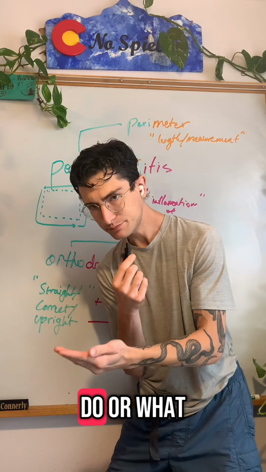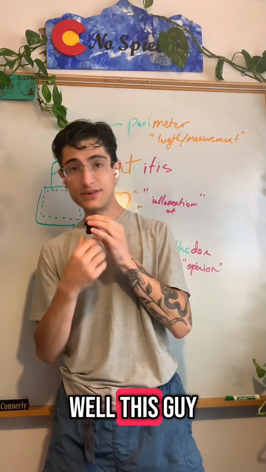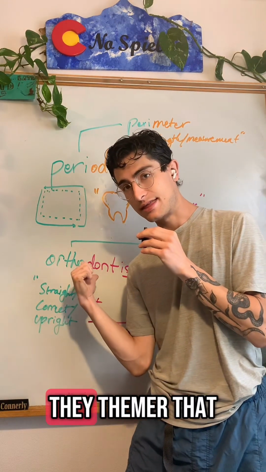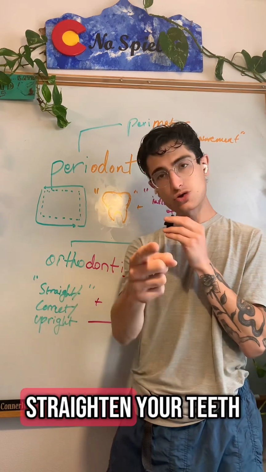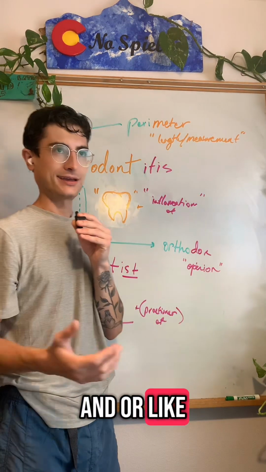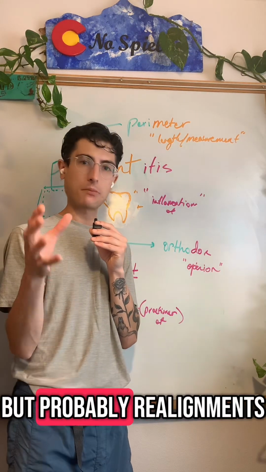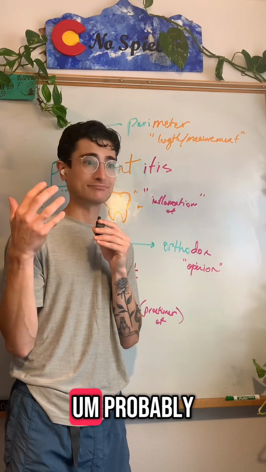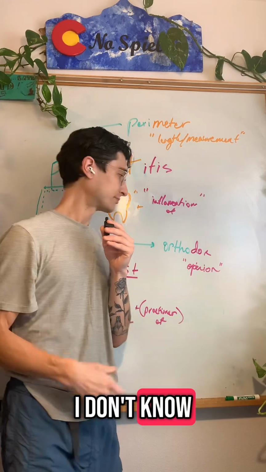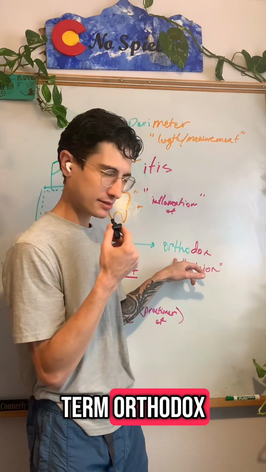What are you doing when you go to an orthodontist? Well, this guy is going to be the dude and or dudette and or the they themer that is going to straighten your teeth, aka corrective surgery and or like, I don't know. I know an orthodontist does all the braces and stuff like that, but probably realignments, probably maybe dental implants. I don't know.